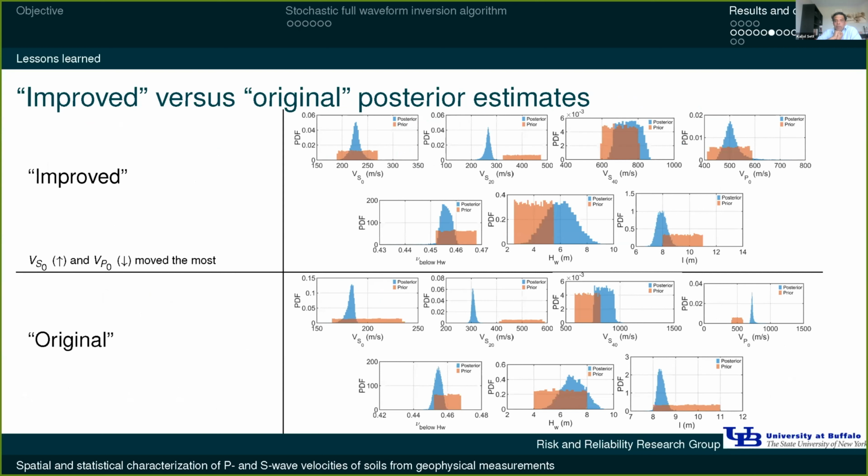In the top, we have shown the improved posterior estimates, and at the bottom, we have shown the original posterior estimates. So they are very similar, except two cases. VS naught and VP naught moved the most, but VS naught increased and VP naught decreased. But you can see that for VP naught here, the uncertainty in the posterior estimate also increased.